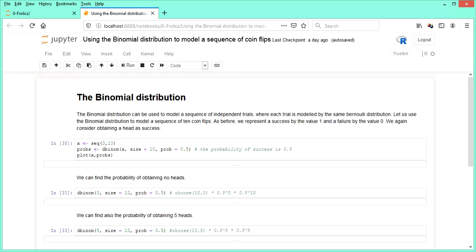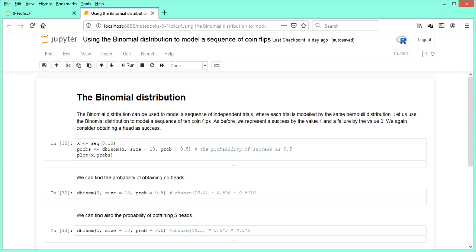Today we're going to take a look at the binomial distribution. The binomial distribution can be used to model a sequence of independent trials. So we saw the Bernoulli distribution, which models a single trial. The binomial distribution can model a sequence of trials, but each of the trials must be independent.